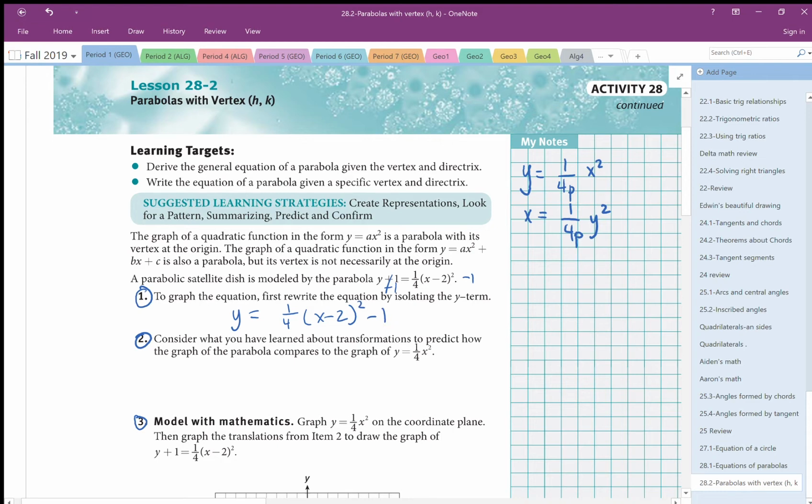Number 2 says, consider what you've learned about transformations to predict how the graph of the parabola compares to the graph of y equals 1/4 x squared. Well, first notice the difference between those two equations. They have x squared here, and here they have x minus 2 squared. And then there's no number being added or subtracted there, but there is a number here. Those are the two differences that we can see.